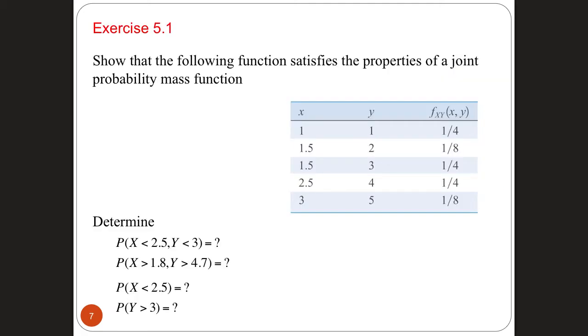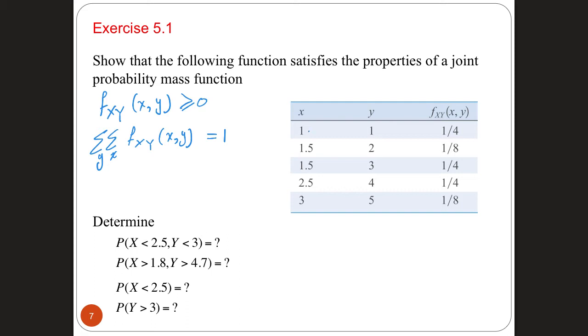Here's an exercise. Show that the following function satisfies the properties of a joint probability mass function. So what are the properties of a joint probability mass function? That f x y of x and y, right, has to be greater than or equal to 0 for all possible values of x and y, and that the summation over all possible values of x and y, f x y of x comma y, should be equal to 1. So let's see.